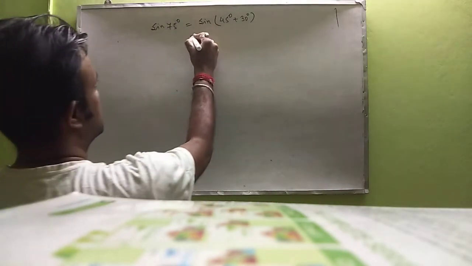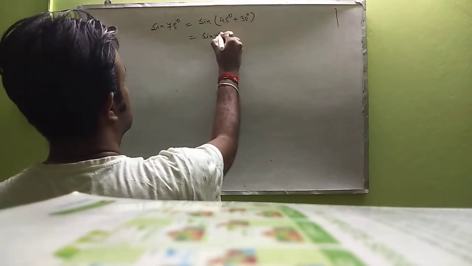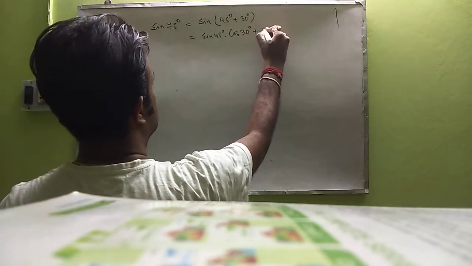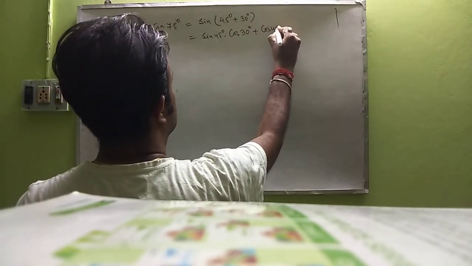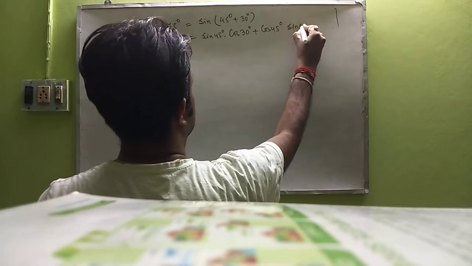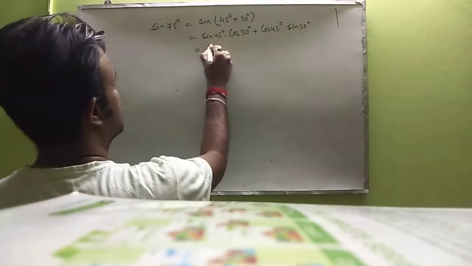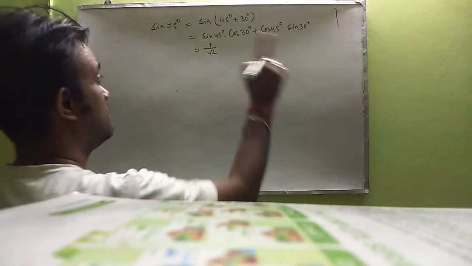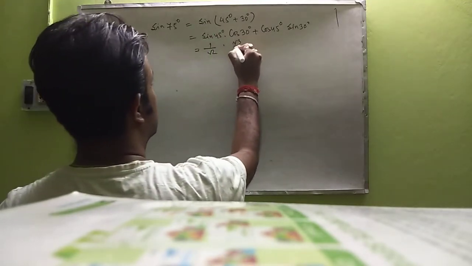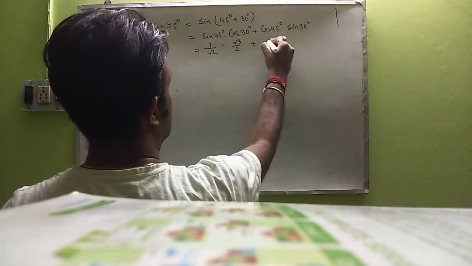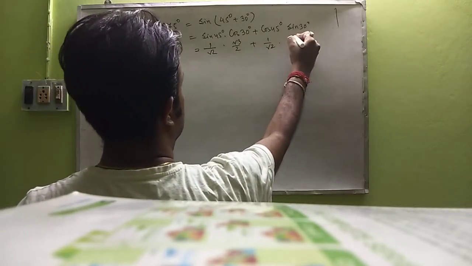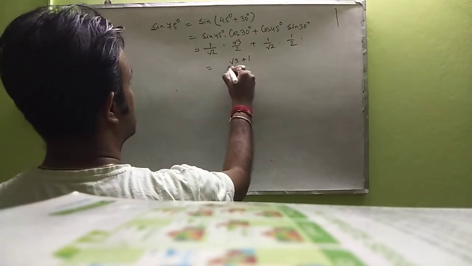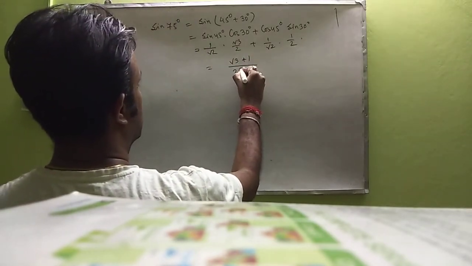So, sin 45 cos 30 plus cos 45 sin 30. This will be 1 by root 2 times root 3 by 2, plus 1 by root 2 times 1 by 2, which will be root 3 plus 1 by 2 root 2.